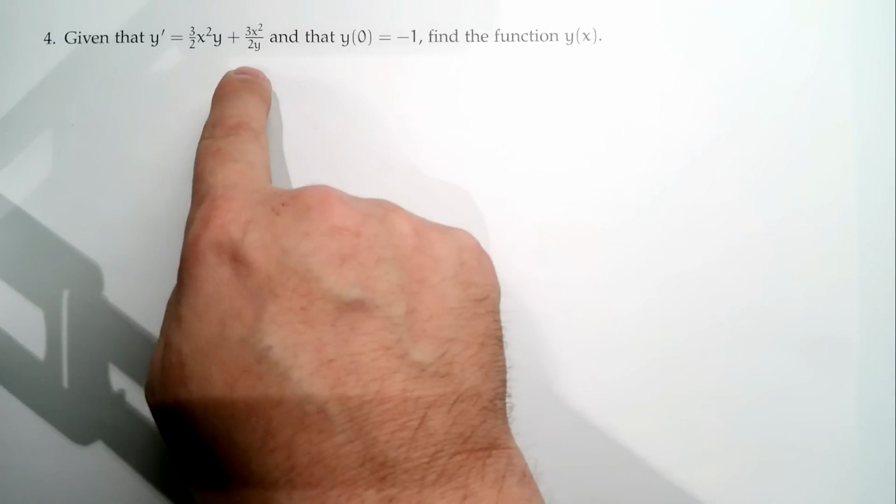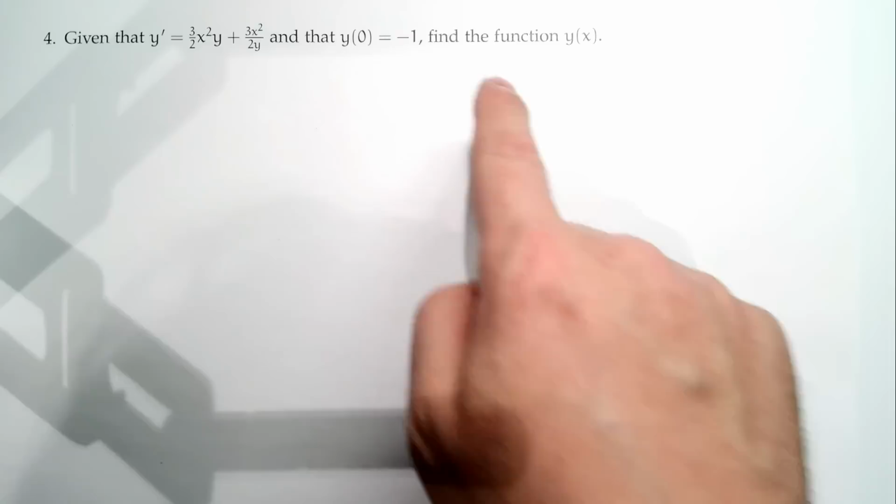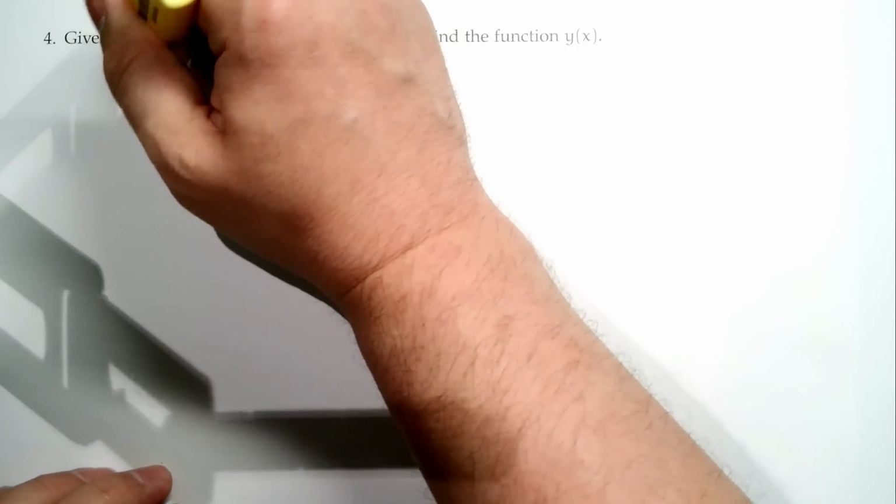We're given that y prime equals 3/2 x squared y plus 3x squared over 2y, and that y of 0 equals negative 1, and we want to find the function y of x. This is what's called a differential equation. How do you recognize this type of problem? If you see a formula that involves both y prime and y in some way, so you have something equals something, and there's a y prime and a y floating around, this is a differential equation problem.